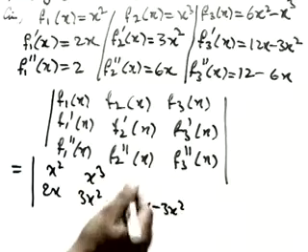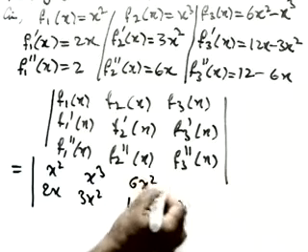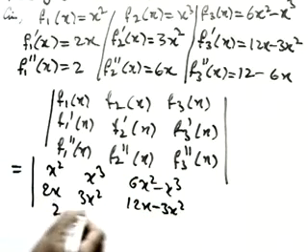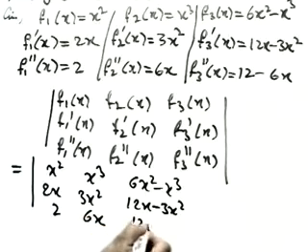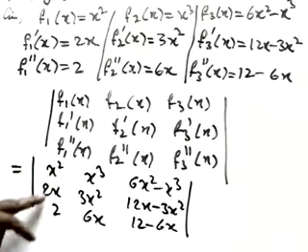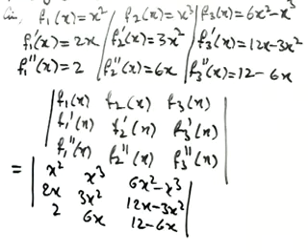I think I am making some mistake here. Yeah, here also we made a mistake. What is here? 6x square minus x cube. The last row gives the values 2, 6x, 12 minus 6x. So see here once more: this is the first row, this is the second, this is the third. Let me do one thing.